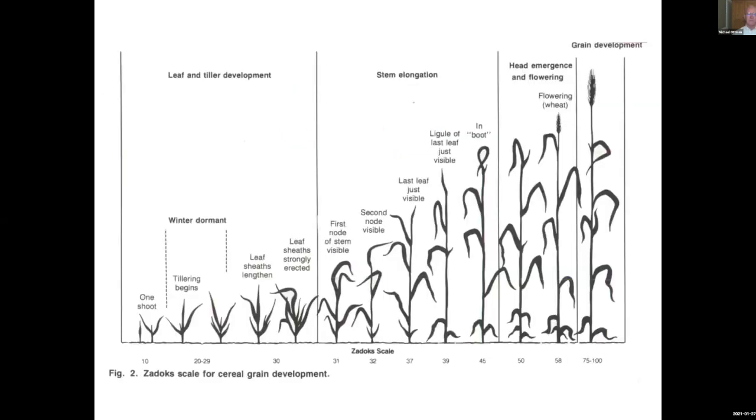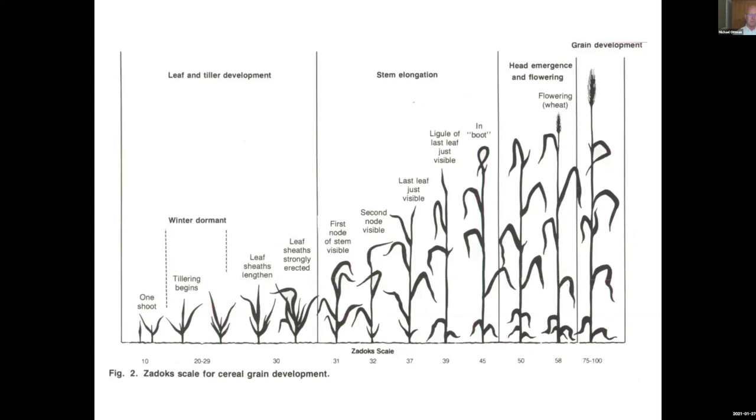So when you look at the growth of these winter cereals, you really have a few distinct stages. And here you see it broken into the leaf and tiller development stage. Early on, these crops are essentially a bundle of leaves. And then you get to a stage called stem elongation, and that's where the rapid growth typically occurs. And then after that, you'd have the head emergence and flowering, and then grain development.